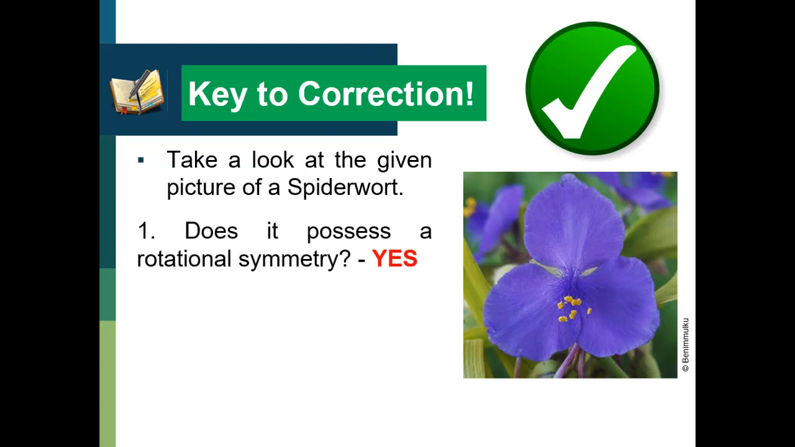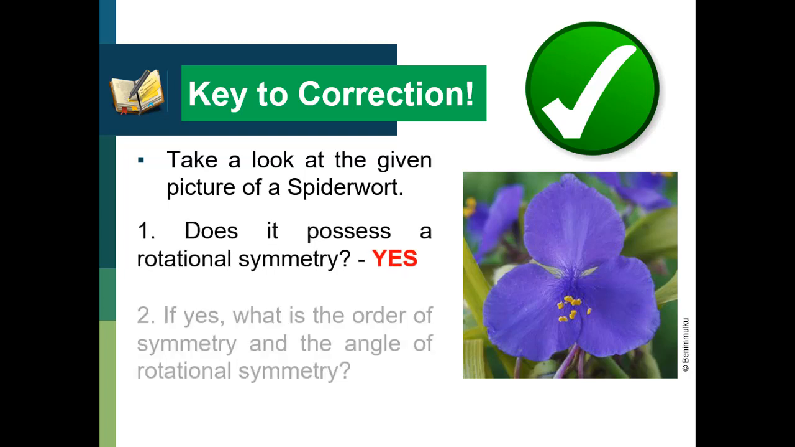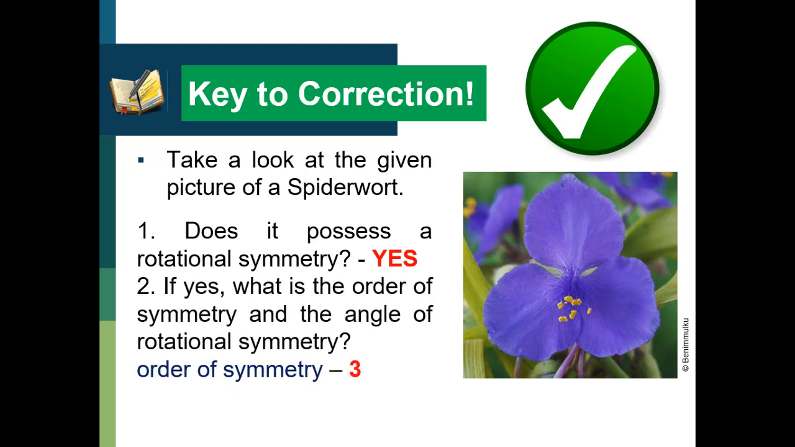Of course, it has a rotational symmetry. And what is the order of symmetry? It's 3, something that relates to the number of arms. So it has 3 arms. Basically, it has 3 as its order of symmetry, because if you rotate it, it will coincide with itself 3 times before it reaches 360 degrees. Now, the angle of rotational symmetry is 120 degrees. So let's proceed. How do we come up with 120 degrees? 360 degrees divided by 3. And that will give you 120 degrees.